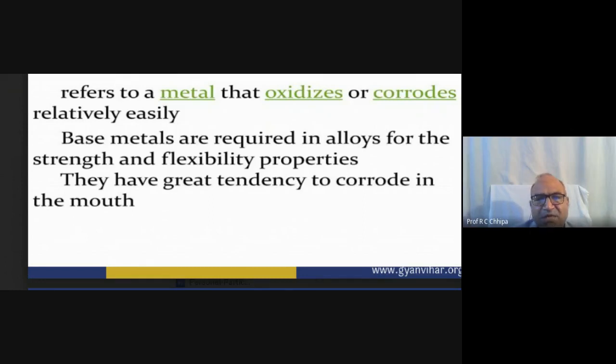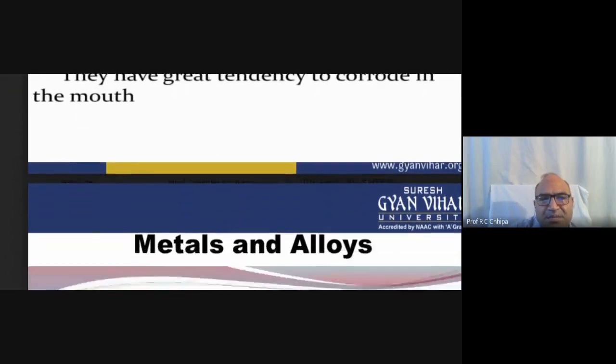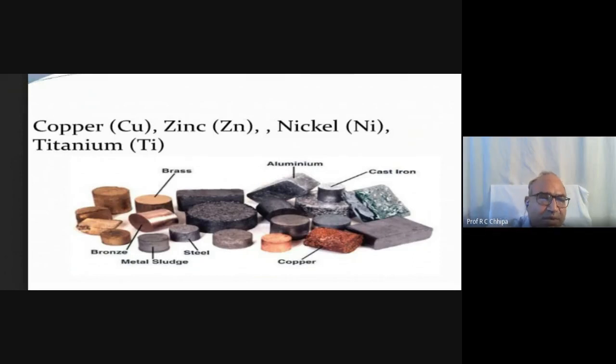Base metals are required in alloys for strength and flexibility. These are properties required for different technology materials. Flexibility is one property required for technology, and strength is also a concern. They have a great tendency to corrode in the mouth. Here are some other examples of base metals, such as copper, which was earlier used in coins, utensils, and food containers.